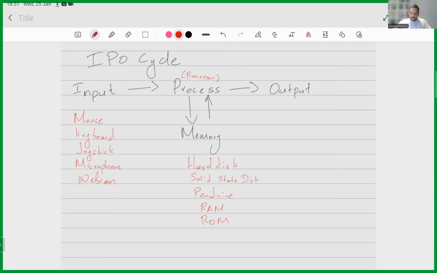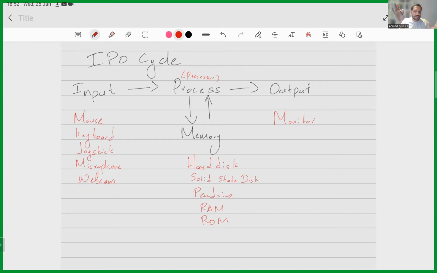Okay, so if we were to look at some of the output devices, we can start off with the monitor. Monitor is an excellent example for output. Let's go in that sequence. Using your input device, the keyboard, you press the letter A. Then your processor processes what you have pressed. And then on the monitor, which is an output device, you would see the letter A appearing.